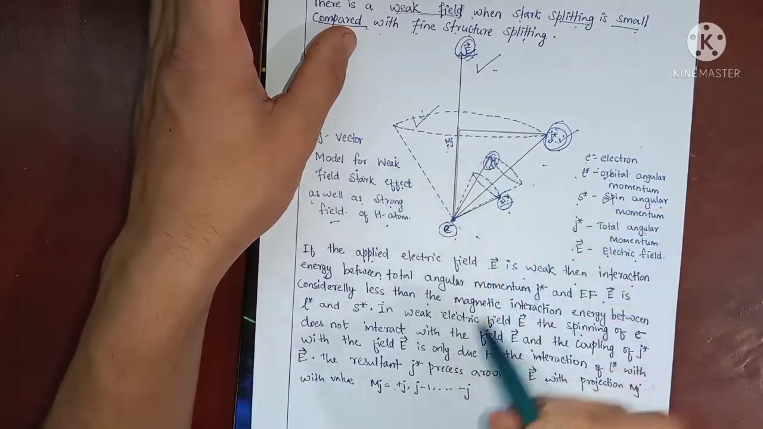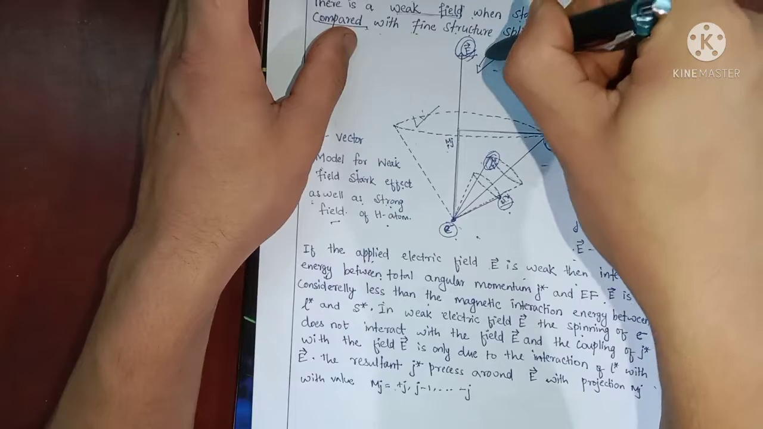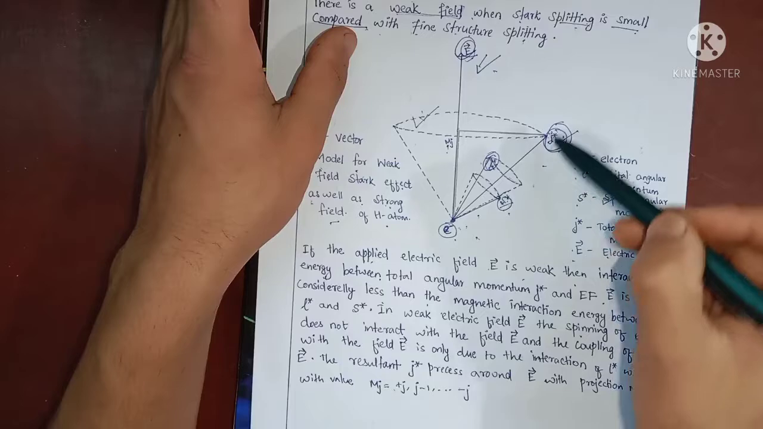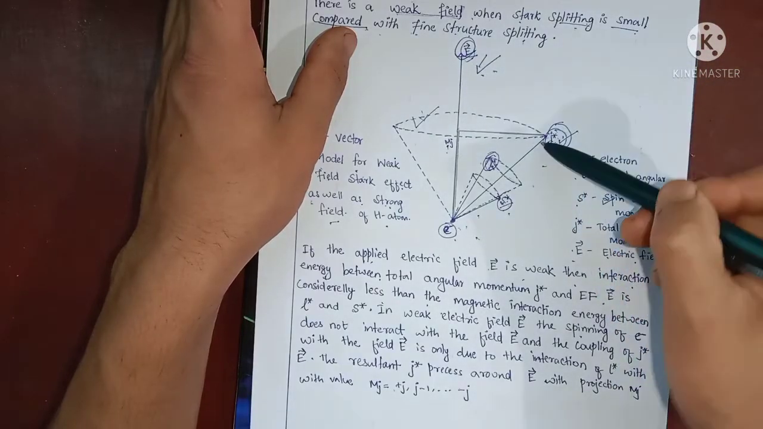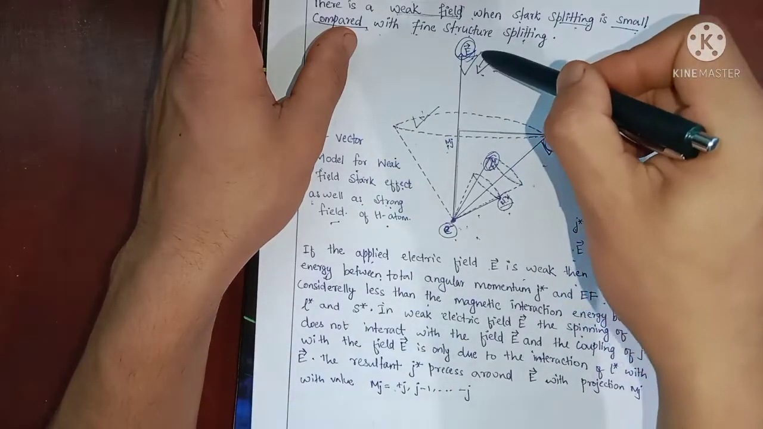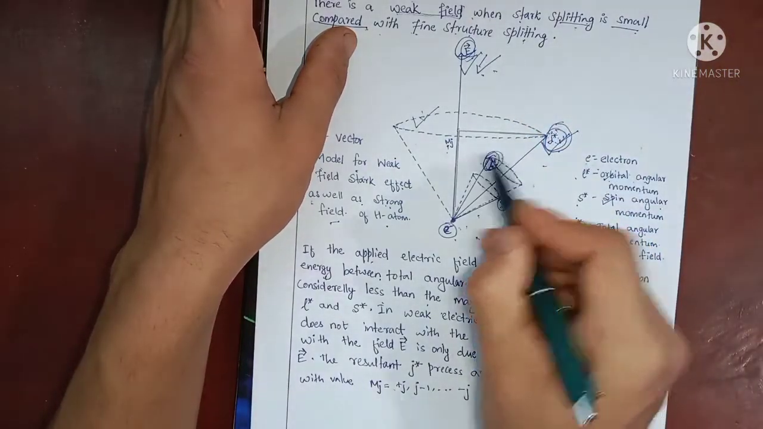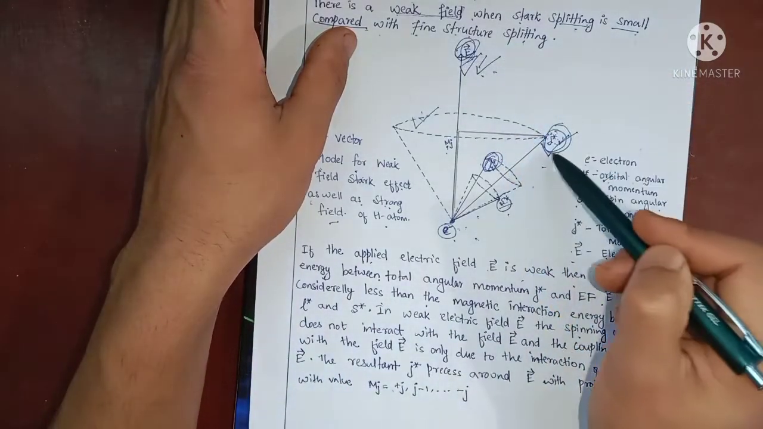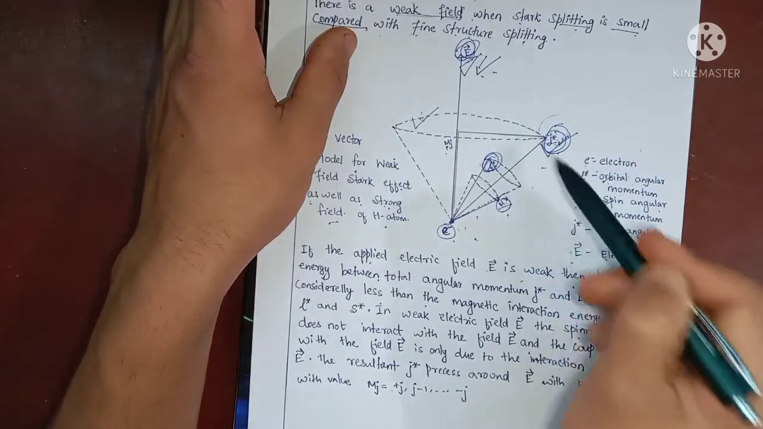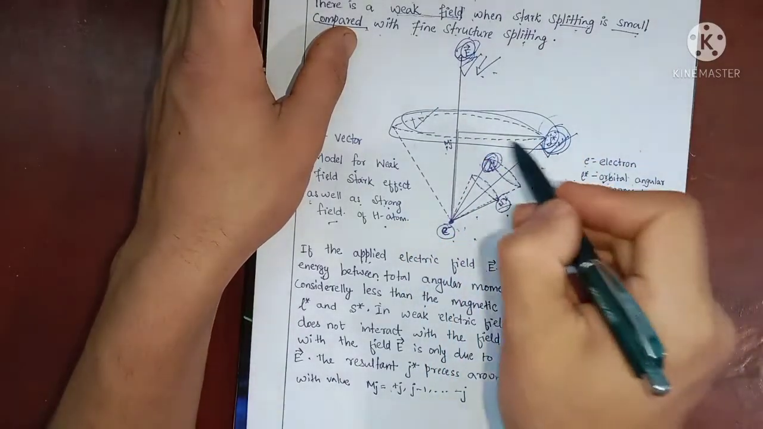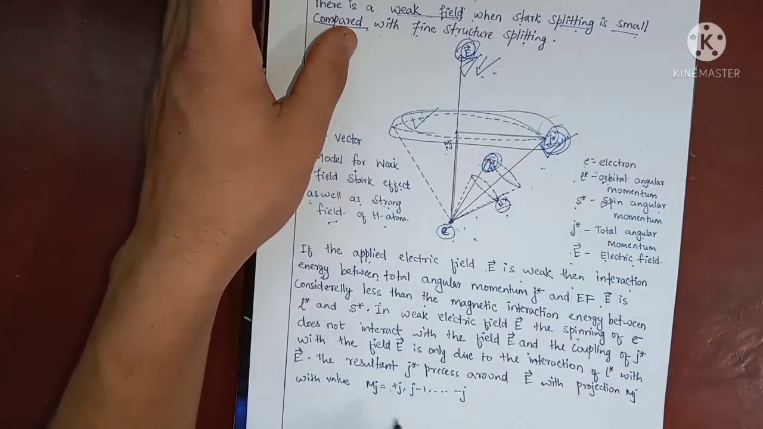In this case, the spinning of the electron does not interact with the electric field E, and the coupling of the total angular momentum with the electric field E is only due to the interaction of the orbital angular momentum with the electric field E. The resultant angular momentum precesses only around the applied electric field with projection mj, and the value of the projection is j, j minus 1, down to minus j.